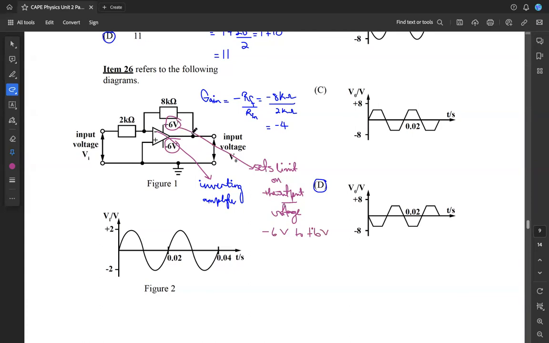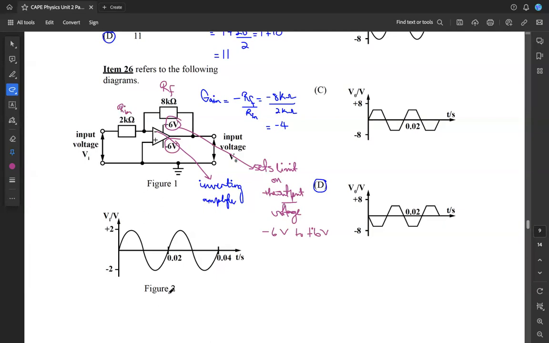It comes from the output and it's feeding back a portion into the input. So this is our feedback resistor here. And then of course, this is our input resistor, right? So we have all of those things and we've labeled them here. So let's see what the question is asking now.